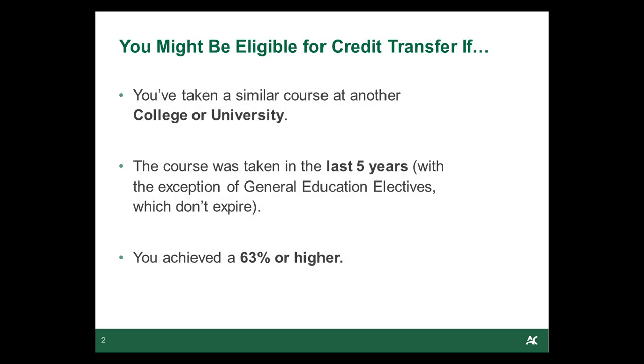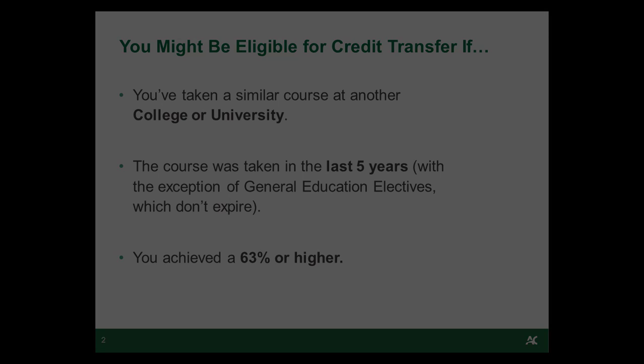Credit transfers, also often called exemptions, recognize your previous academic experience and provide credit for courses in your Algonquin College program. If you've taken a course at another college or university in the last 5 years and received a 63% or higher, you might be eligible to receive an external credit transfer.